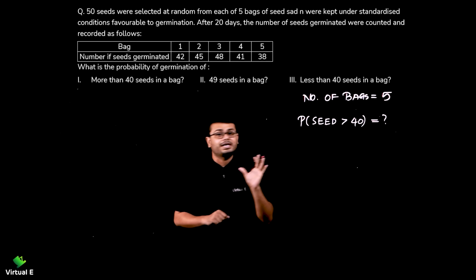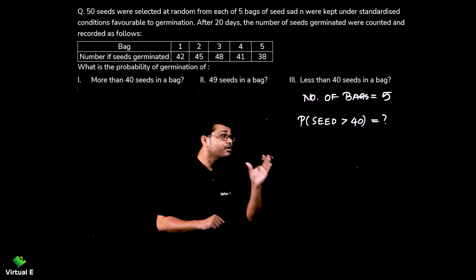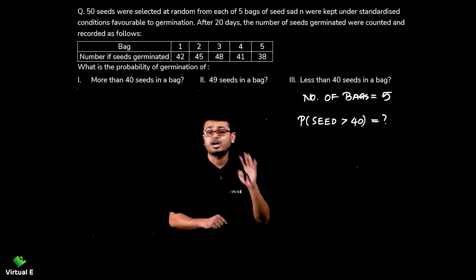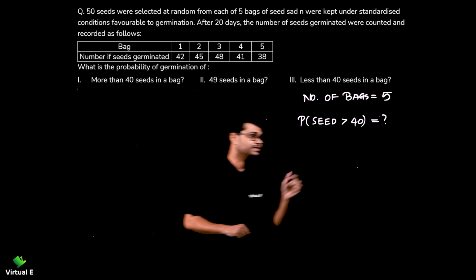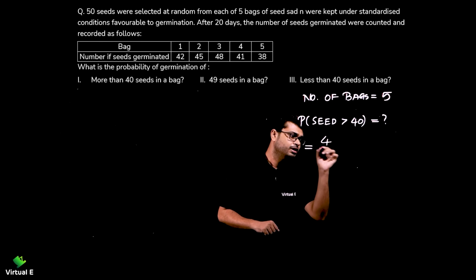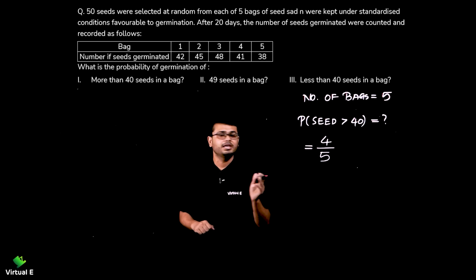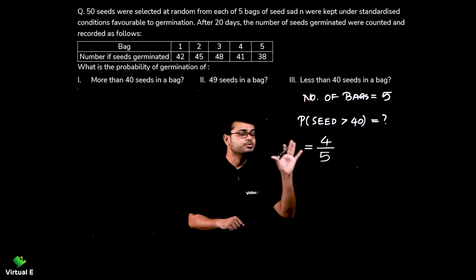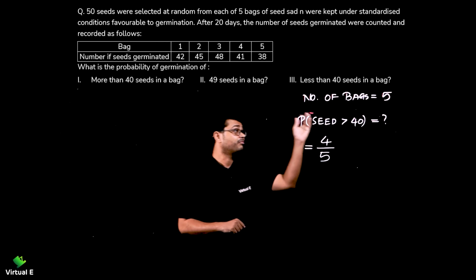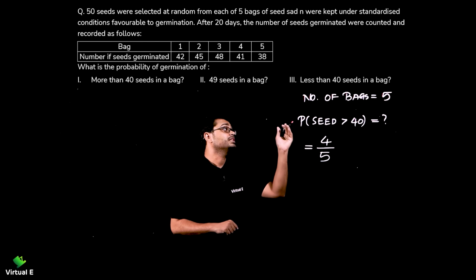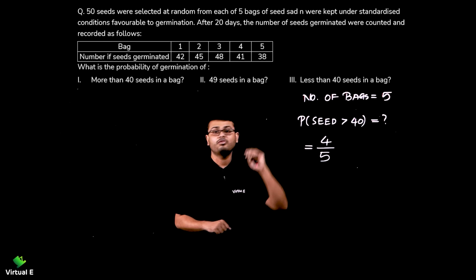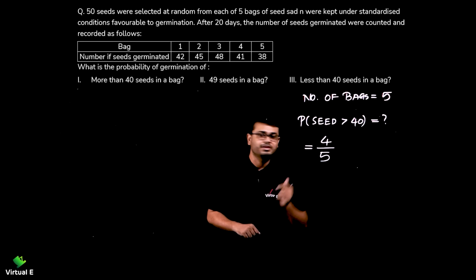How many bags have the number of seeds more than 40? You can see first, second, third and fourth. So a total of 4 bags are there, and the total number of bags is 5. So that's the probability, 4 by 5. Very simple, right? We are only supposed to count the number of bags. Total number of bags is 5 and the bags with seeds more than 40 are 4. So 4 by 5 it is.